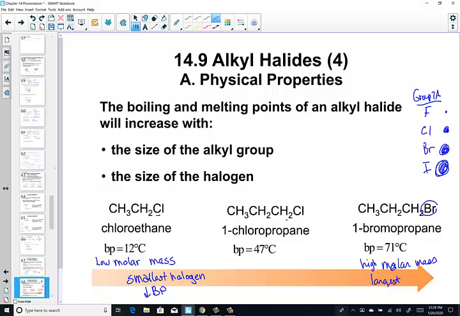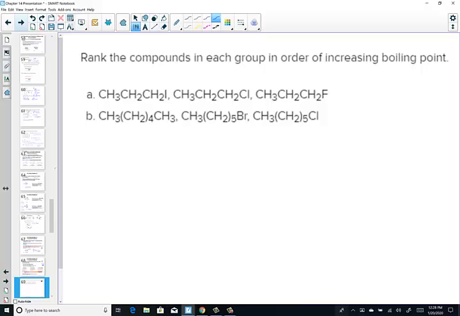Therefore, the halogens, the heavier they are, need more energy to force them to boil. So as the size of the halogen increases, the boiling point also increases. Longer carbon chain, higher boiling point. Bigger the halogen, higher boiling point. So let's compare these compounds. It's just practicing that idea.